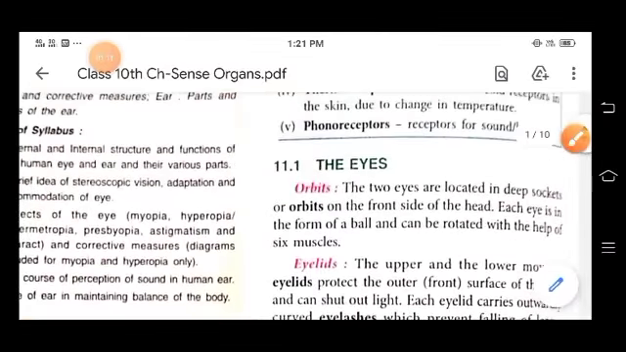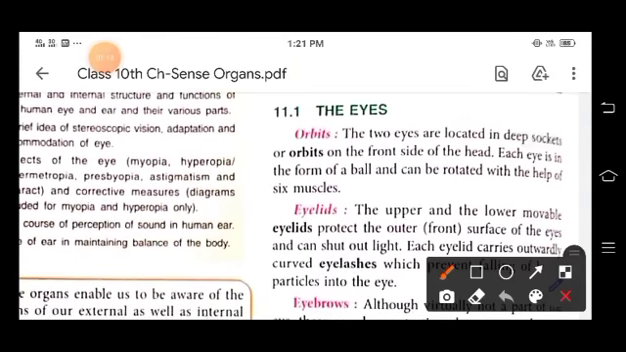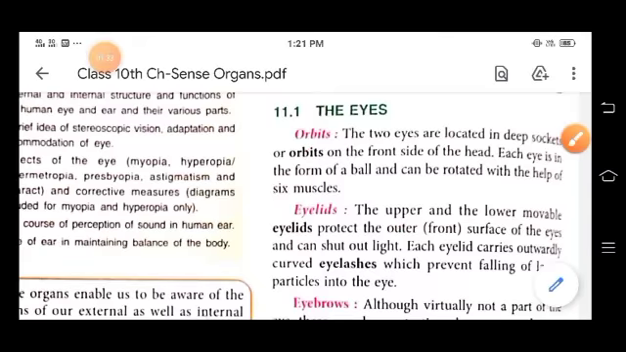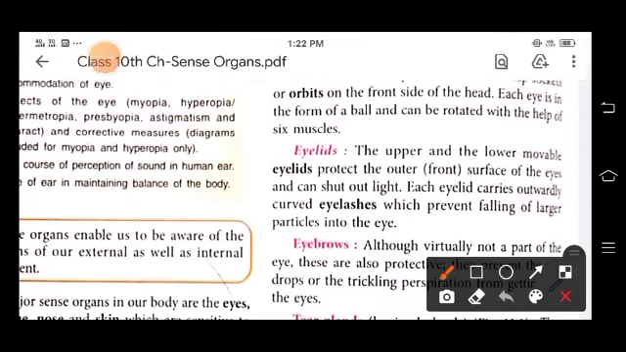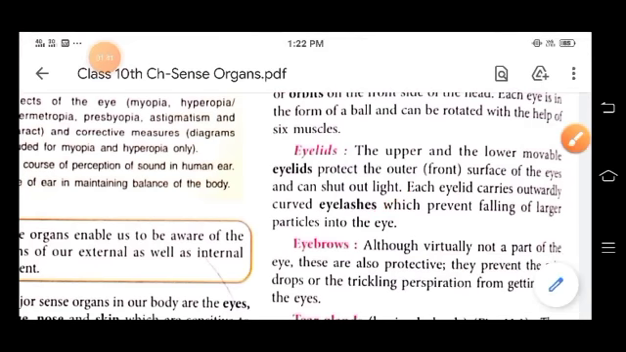Now come to the eyes. There are 2 eyes and they are located in deep sockets, which are known as orbits, on the front side of the head. The upper and the lower movable eyelids are present to protect the outer surface of the eye, and they can shutter out light. These eyelids carry the eyelashes which prevent larger particles from falling into the eyes.